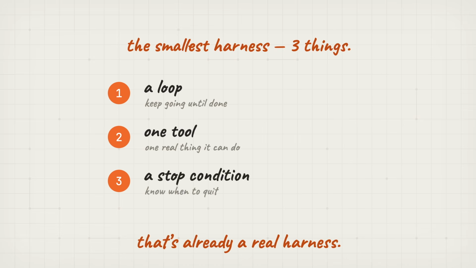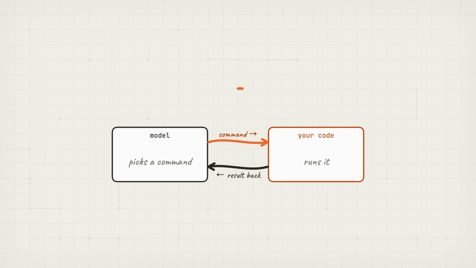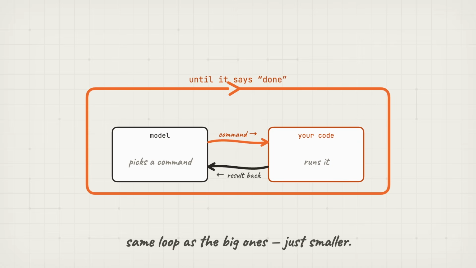And the third thing is a stop condition, which is just a way for it to know when to quit so that it does not keep looping around forever. And believe it or not, that is already a real harness. The model picks a command, your code runs that command, the result goes back to the model, and this repeats until the model says it is finished. And when you run it, you will see that it actually works. Of course, this is not Claude Code with 1000 features inside it, but the skeleton underneath is exactly the same. It is the same loop.